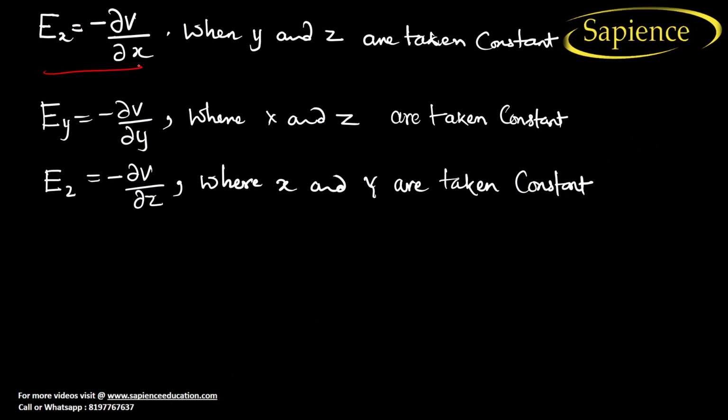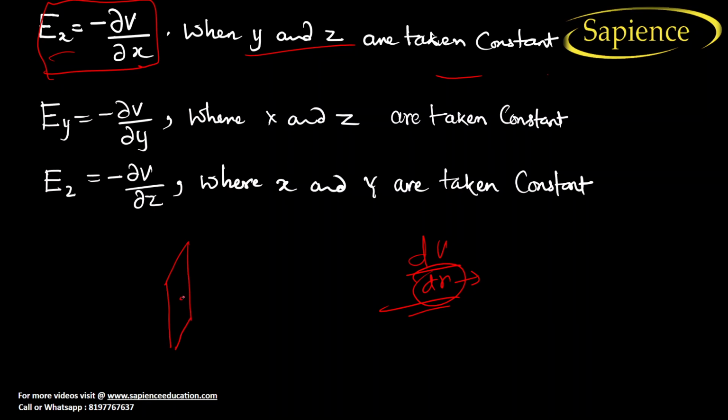Now Ex can also be written in terms of the potential gradient. See, potential gradient means dV by dr, where r is the distance. So when the y and z plane are taken, the electric field is in the x direction. See here, this is the y and z direction, so this is the x direction.